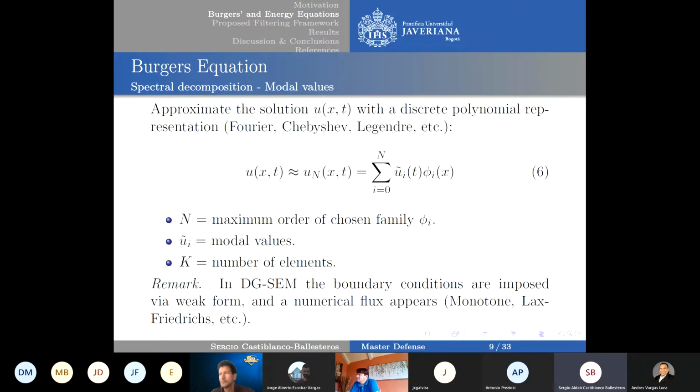Okay, now talking about the numerical solution. For the numerical solution of Burgers equation, this is the modal decomposition of the solution, which is done through a family of orthogonal polynomials: Fourier, Chebyshev, Legendre, etc. N is the maximum order of the chosen family, phi. U hat are the modal values or frequencies. K the number of elements. And an additional remark about discontinuous Galerkin methods is that the boundary conditions are imposed via weak form, and a numerical flux appears, which could be monotone, Lax-Friedrichs, and others.